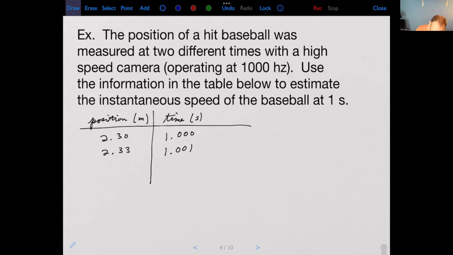We'll notice here, if I want to calculate speed again, I want the distance divided by time. And we said if we want to estimate the instantaneous speed, then we can do that as long as we have a really small time interval. In this case, the time interval to go from 1 second to 1.001 is really small. In fact, it's only 0.001 seconds, like a thousandth of a second. So what is the distance traveled? Well, the change in position here looks like 0.03.